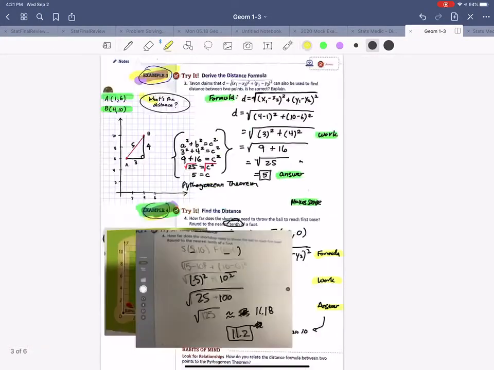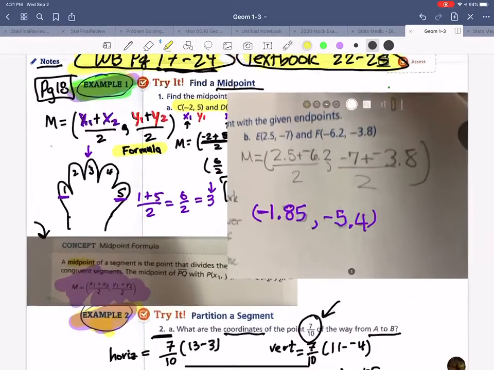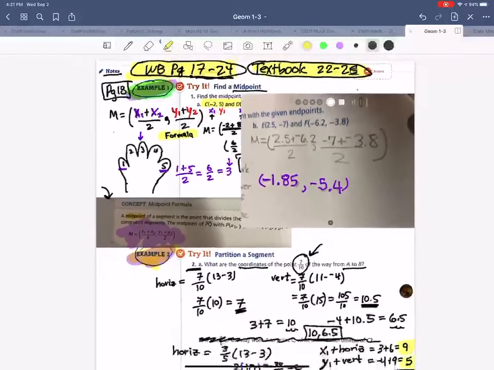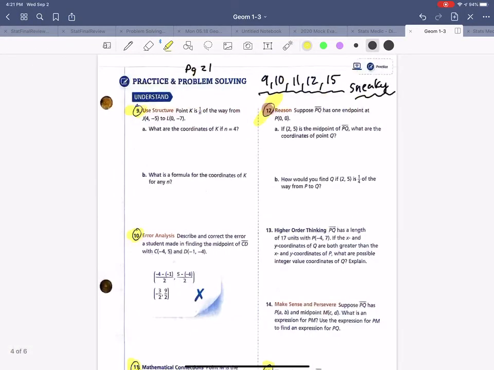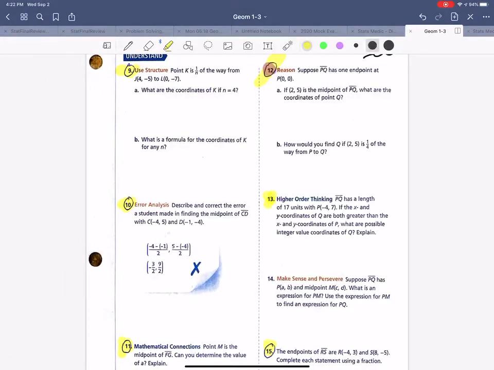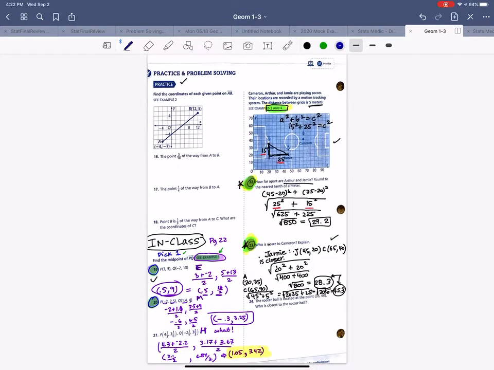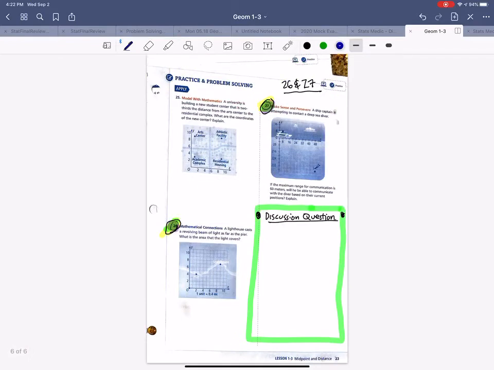We're going to do homework 1-3, which is workbook pages 17 through 24, textbook 22 to 25. You should be working through this work, double checking your answers based on the videos, and then scanning examples 1, 2, 3, 4, questions 9 through 15, although you can skip 13 and 14 if you want. Questions 22 and 23, right? And then questions 26 and 27. So let's get to it.